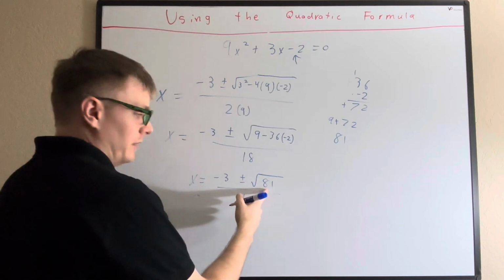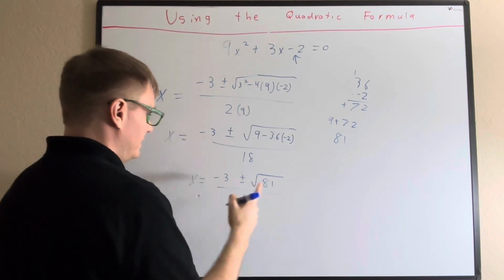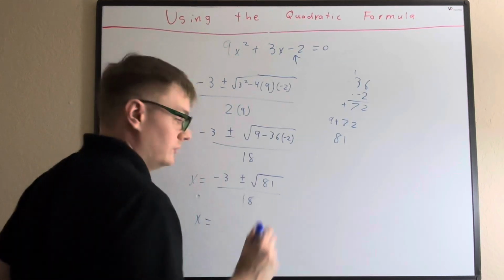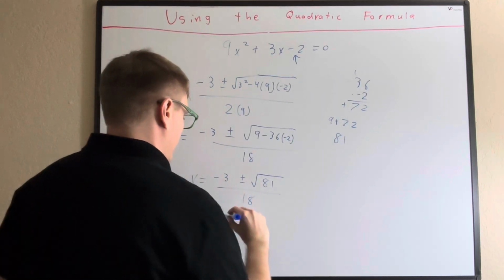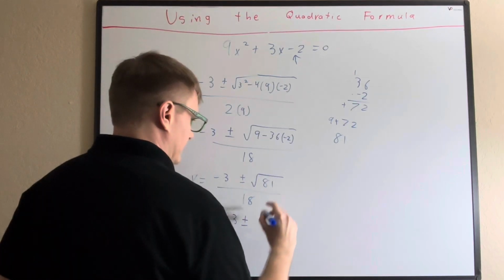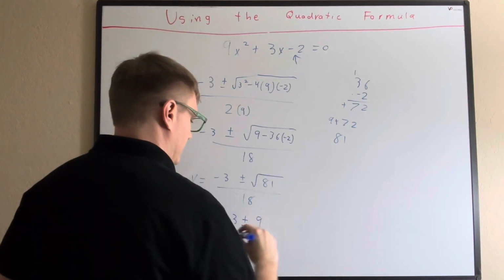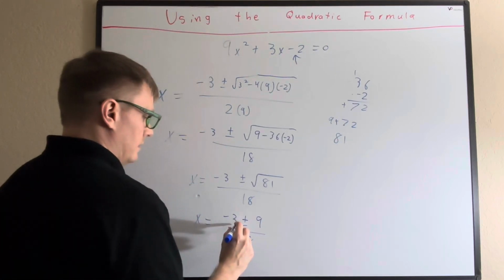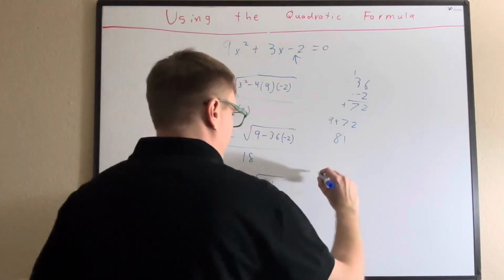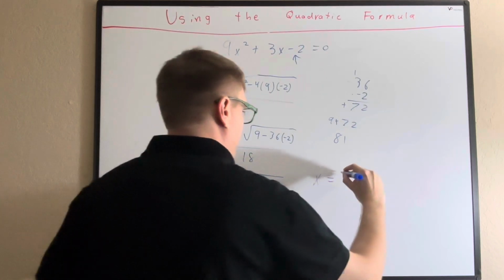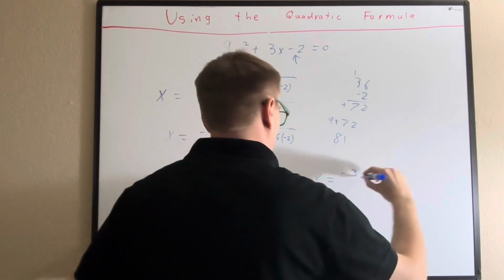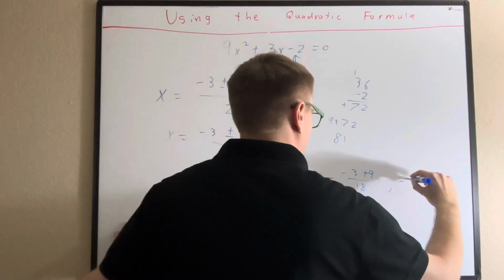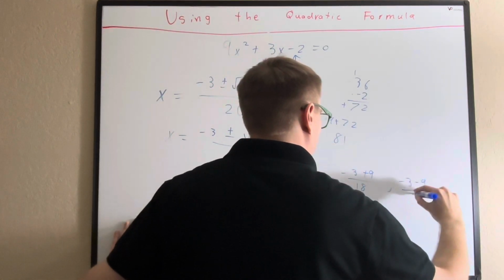Is that a perfect square? It is. If you knew that, then good job. You've been studying your perfect squares. -3 plus or minus square root of 81 is 9 all over 18. Well, let's actually figure out what these answers are. X equals -3 plus 9 over 18 and -3 minus 9 over 18.